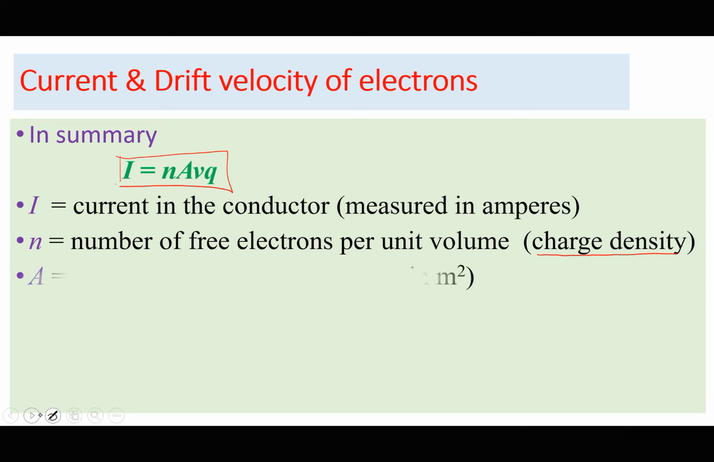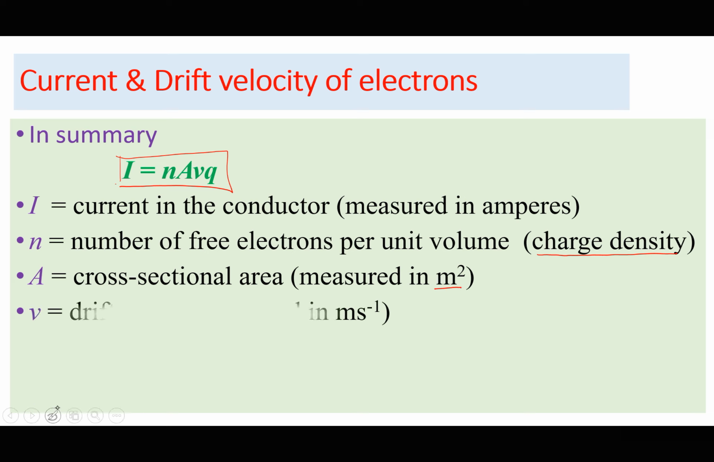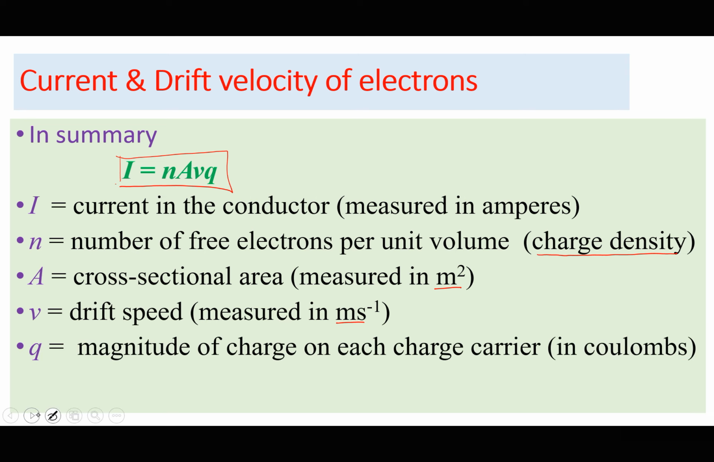And A, we said A is the cross-sectional area. It must be measured in meters squared. And v is the average drift velocity or average drift speed in meters per second. And q is the magnitude of charge on each charge carrier. It should be in coulombs. Of course the charge carrier could have a negative sign or a positive sign in coulombs, but q is the magnitude. Okay, so let's try to use this expression before we go any further.